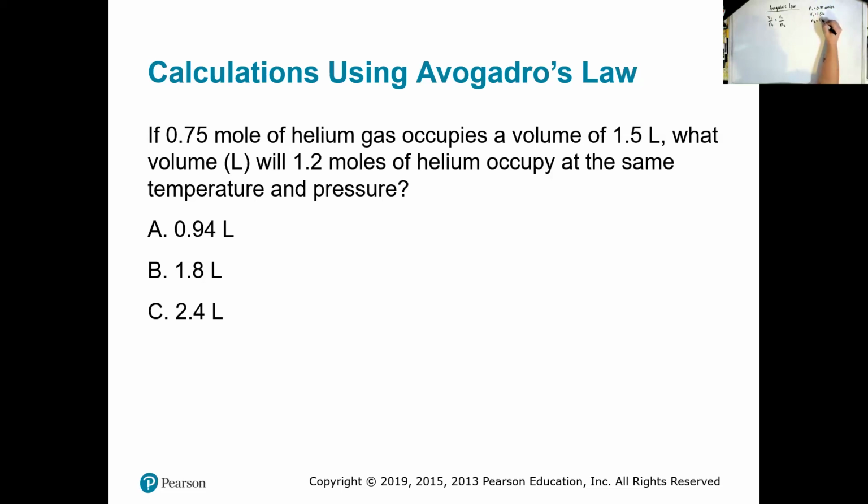So we have a different mole amount of gas, and we want to know what our new volume is going to be. Okay, so our V2 value is going to be our unknown. So in order to isolate this variable, we're going to multiply both sides by N2, which will move it over onto the other side, and it'll leave our volume variable alone.